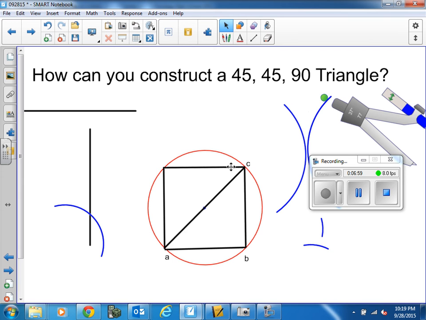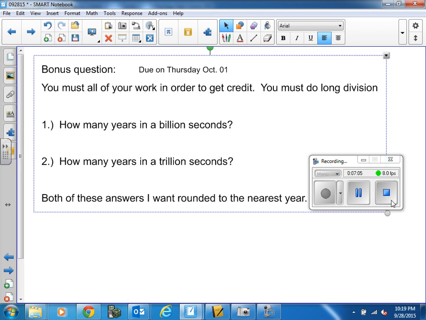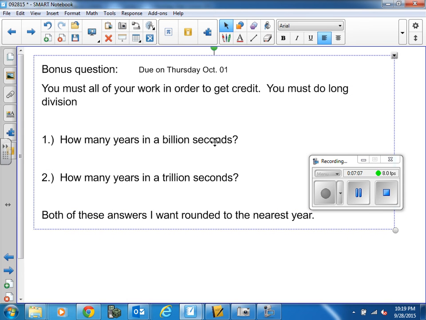And now the last part is the bonus. Here is the bonus. This will be due on Thursday, October 1st. You must do all of your work in order to get credit. You must do long division. And the questions are, how many years in a billion seconds? So I need to see work. I need to see long division. And I want it rounded to the nearest year.